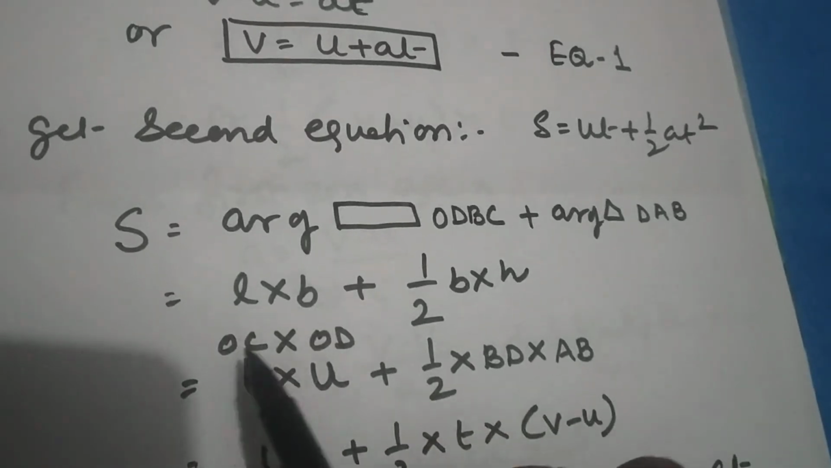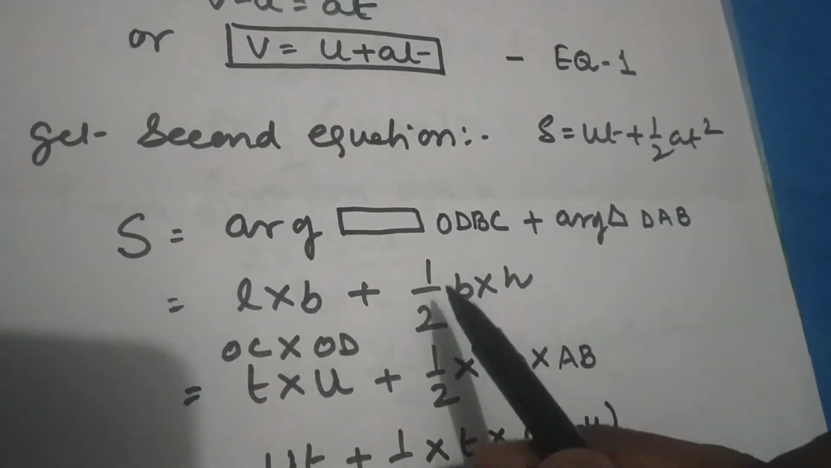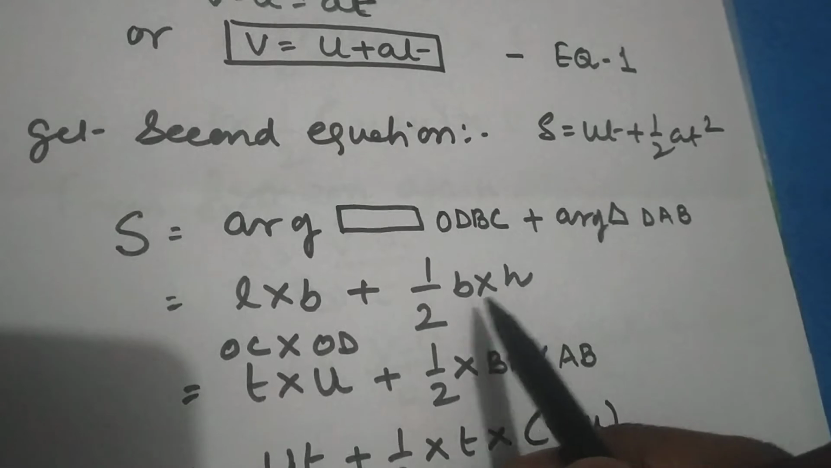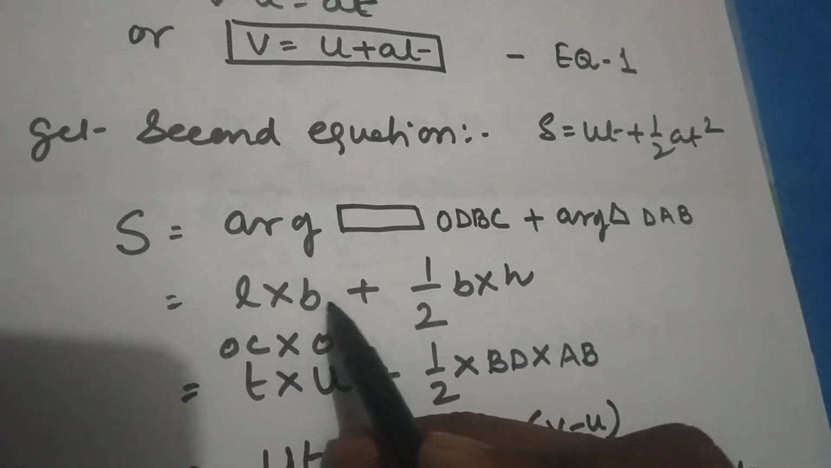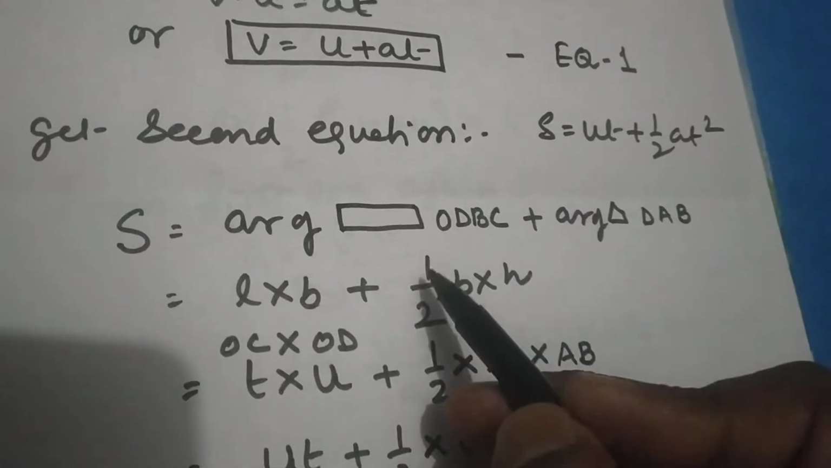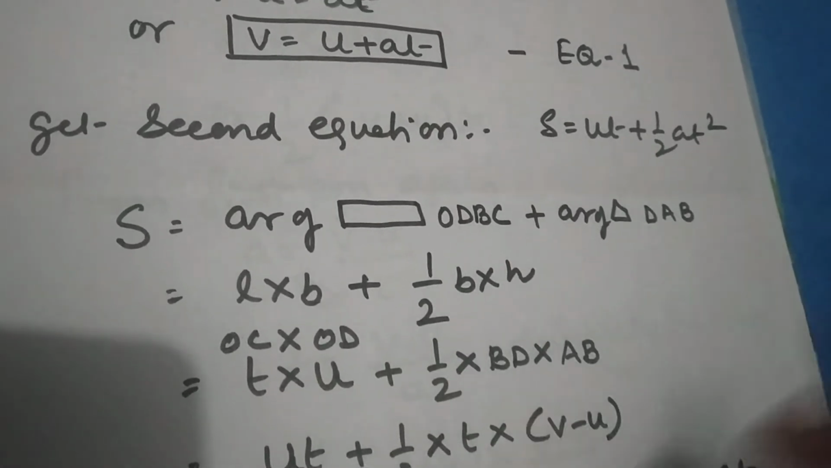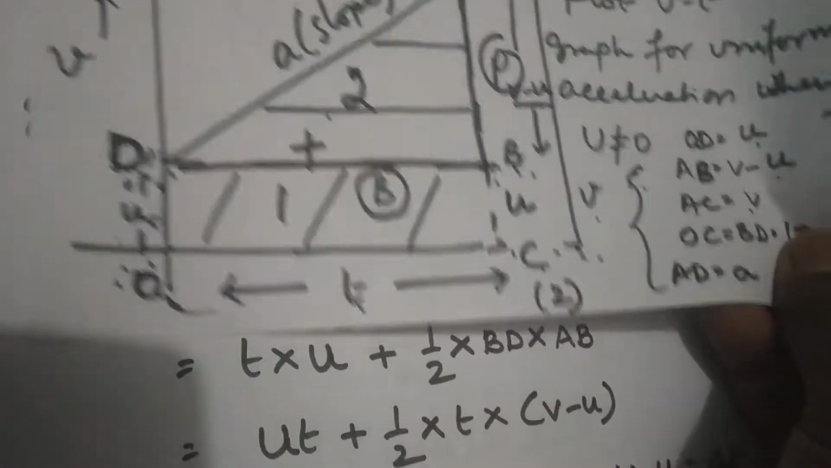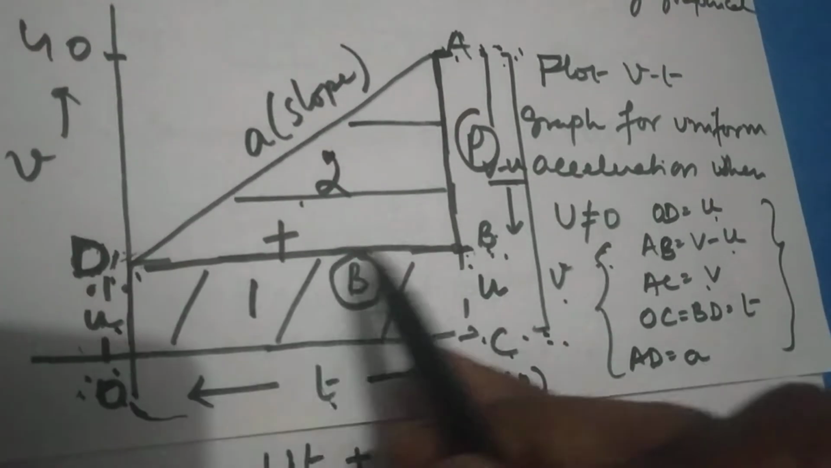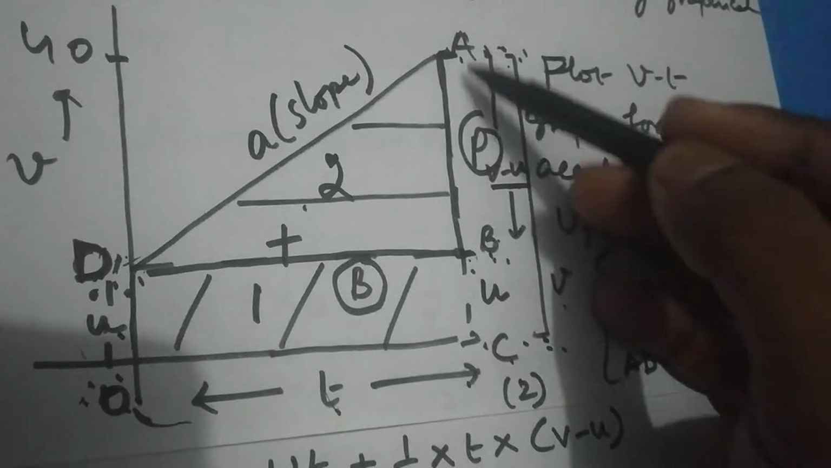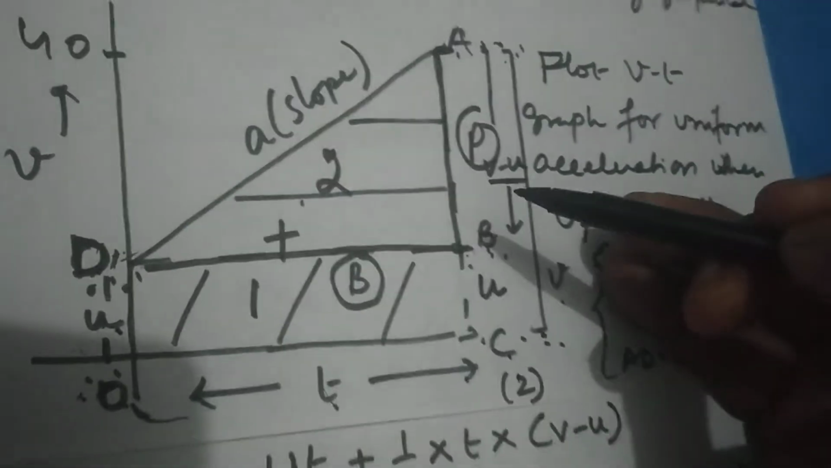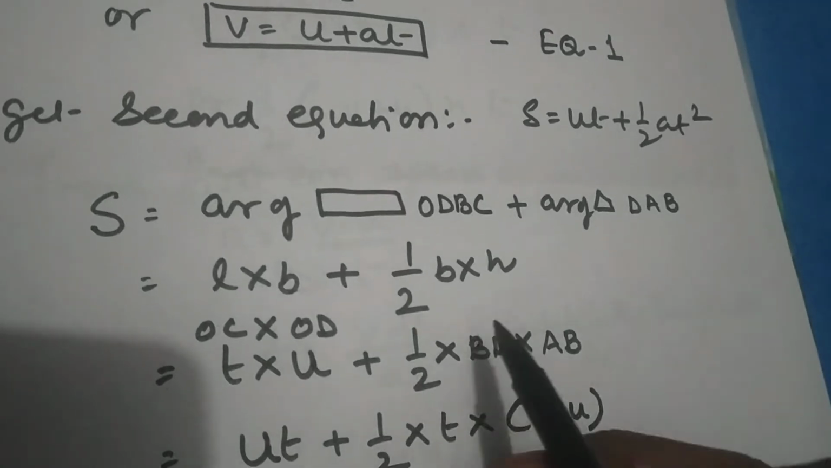The rectangle's area is length into breadth. And the area of a triangle is half base into height. So length is OC, breadth is OD. What is the base in the graph? The base is BD or DB. And what is the altitude? AB. We have already written all these things.